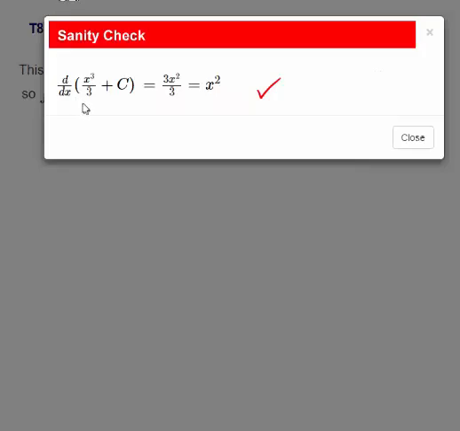So differentiating x cubed over 3 plus a constant, the constant will disappear on differentiation and the differential of x cubed over 3 becomes 3x squared over 3. The 3's will cancel, leaving us with x squared. So that's okay.